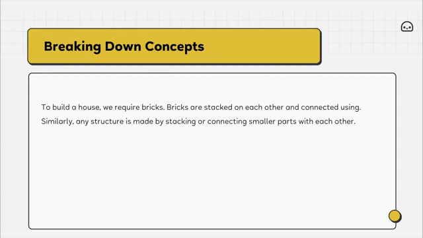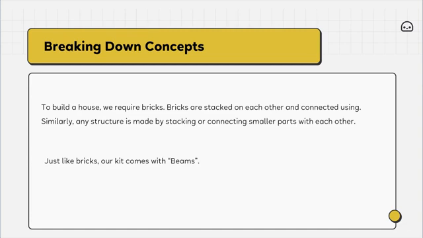So how do we build these structures? To build a house, we require bricks. Bricks are stacked on each other and connected. Similarly, any structure is made by stacking or connecting smaller parts with each other. Just like bricks, our kit comes with beams.